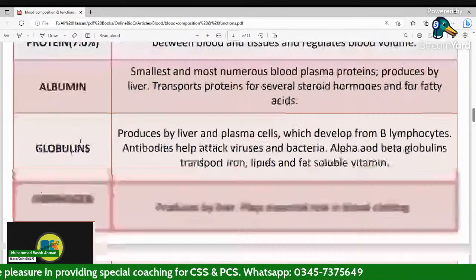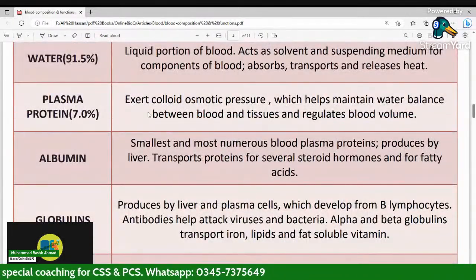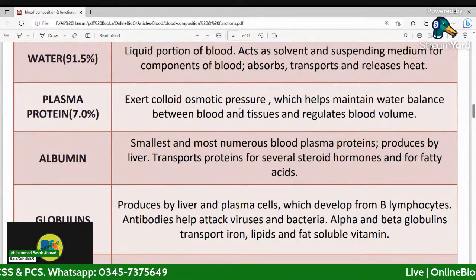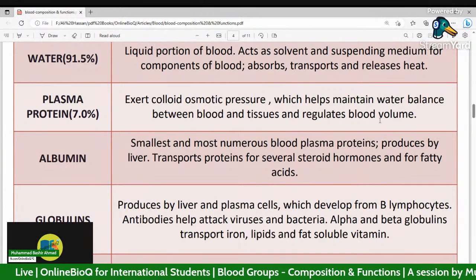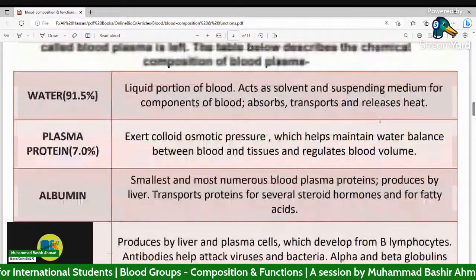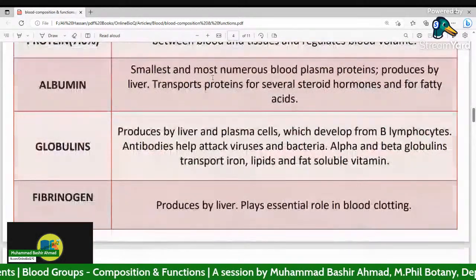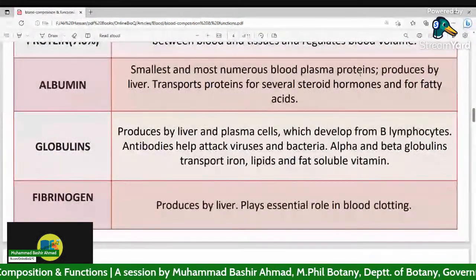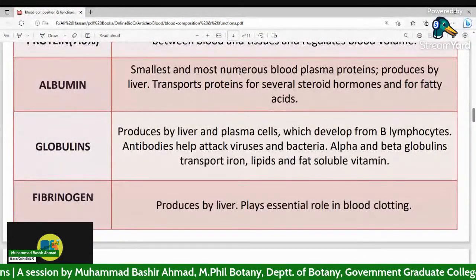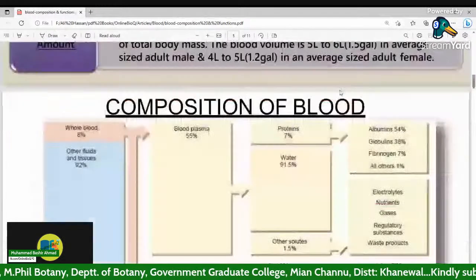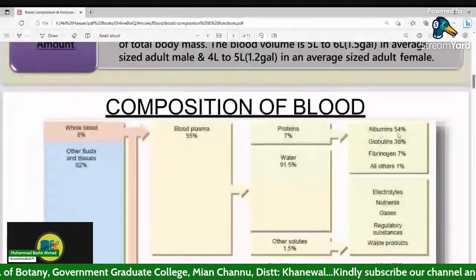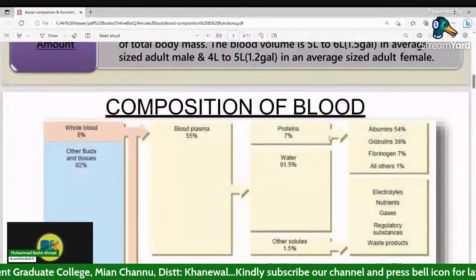Next are plasma proteins. These exert colloid osmotic pressure, which helps maintain water balance between blood and tissues, and regulates blood volume. When we talk about albumin, it is the smallest and most numerous of the blood plasma proteins, and we studied that albumins make 54% of the proteins present in blood plasma.